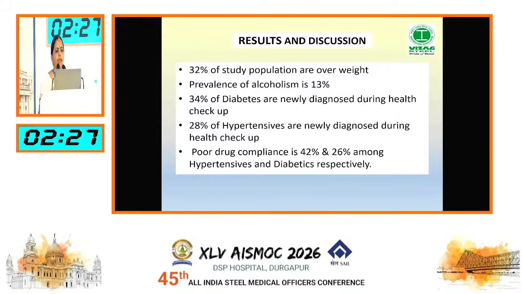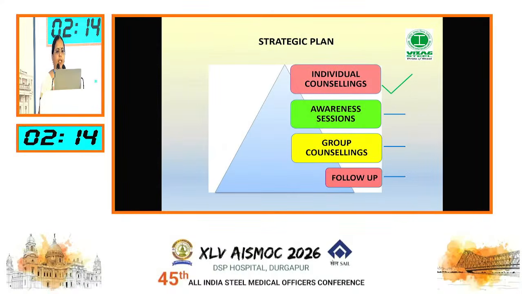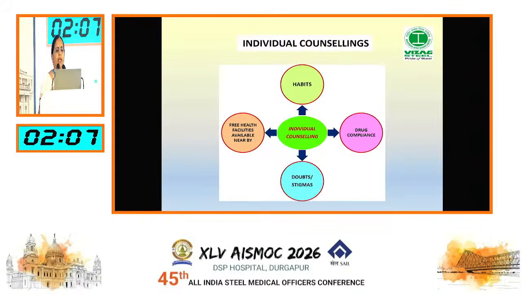diabetics were newly diagnosed, 28% of hypertensives are newly diagnosed, poor drug compliance in 42% and 26% among hypertensives and diabetics respectively. Strategic plan: individual counselings, awareness sessions, group counselings and follow-up. Individual counselings we have already started, and specifically we are covering the topics of habits, drug compliance, doubts and stigmas about treatments, and we are also discussing the free health facilities available near their stay.